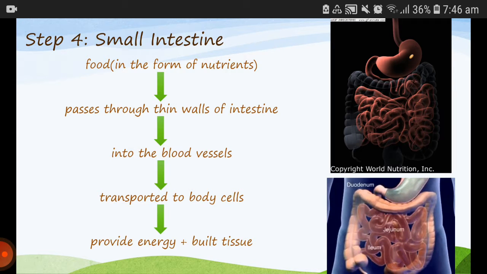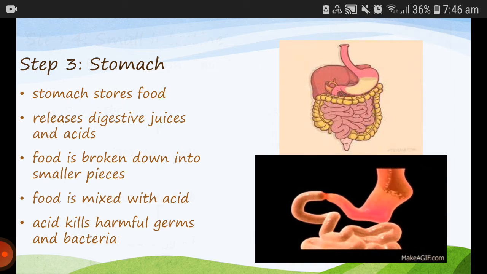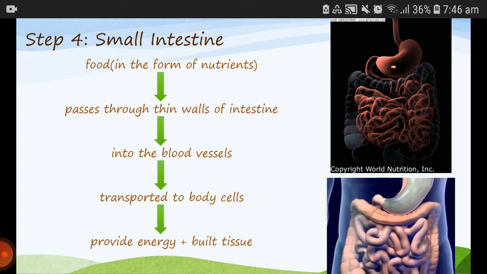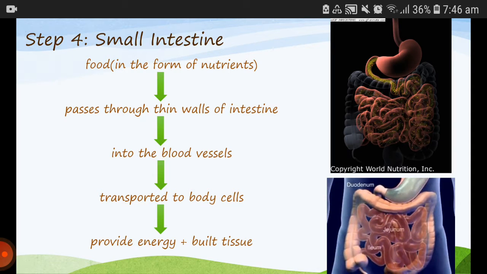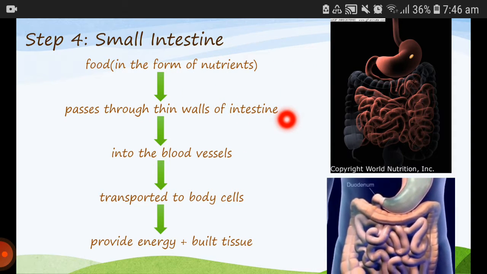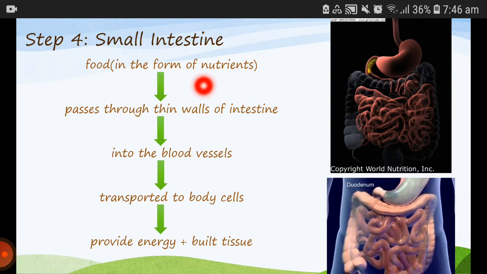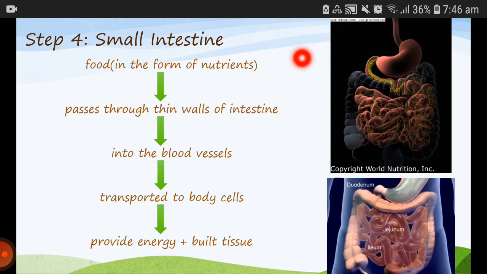Now what happens is that the food that is broken down in the stomach, in the stomach food is broken down into smaller pieces. You remember that, right? So what happens in the small intestine is that the food which is broken down into small pieces, which are nutrients. Now the food is broken down in such small pieces that you can call them nutrients basically. So the food in the form of nutrients enters the small intestine.